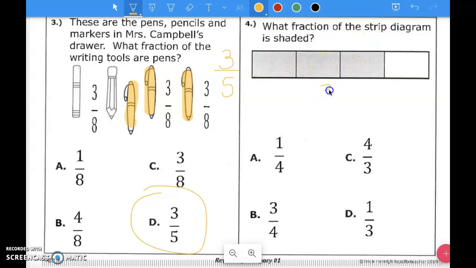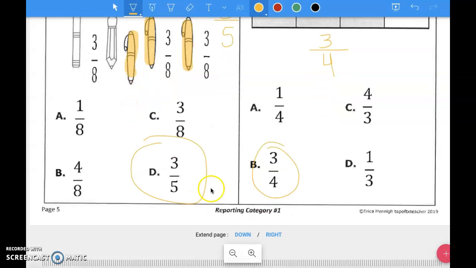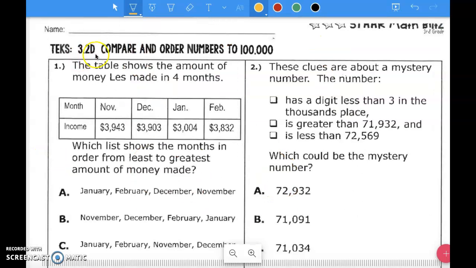What fraction of the strip diagram is shaded? 1, 2, 3. These are my favorites. It's super easy. I love them so much. So out of how many? 4. 3/4. Yay, very good. Okay, let's move on to the next one.